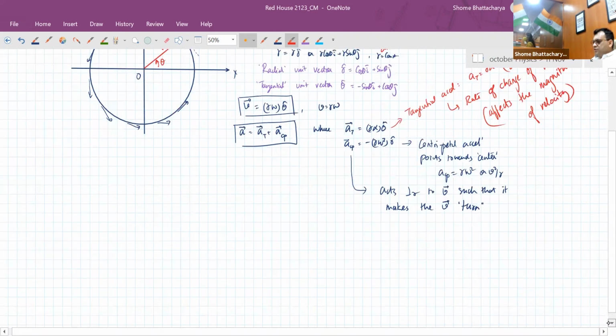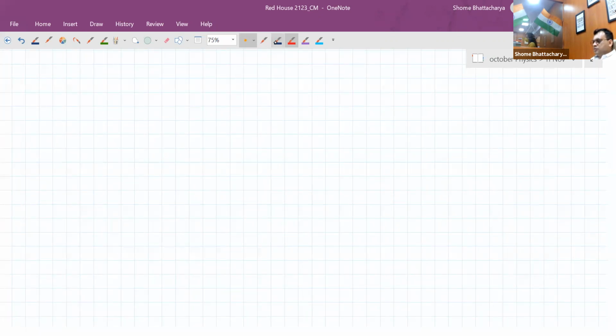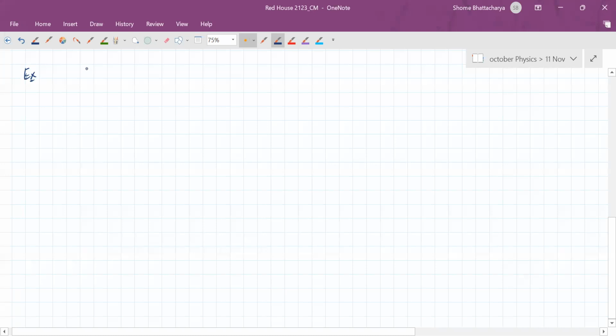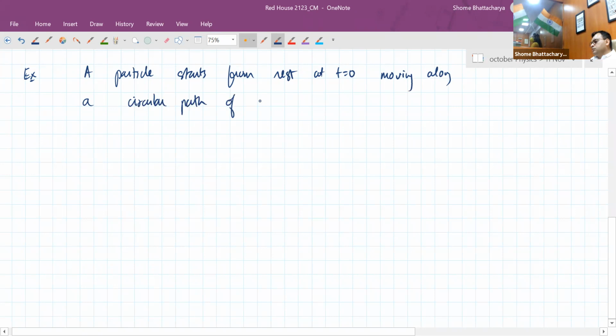Okay, so let's look at a question with the application of this concept fully. So now we have this equation. We have a particle starting from rest but moving along a circular path whose radius is given to us, let's say it's 25 meters, such that its speed is increasing uniformly with respect to time.